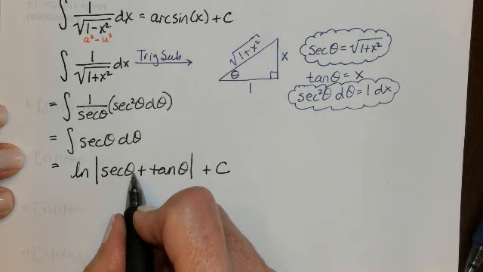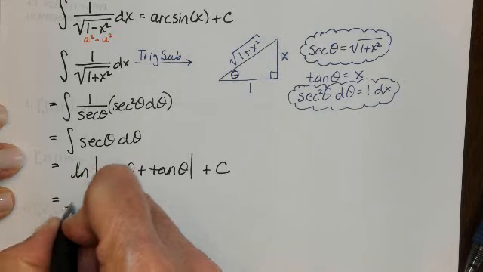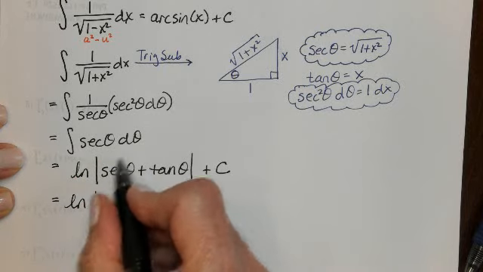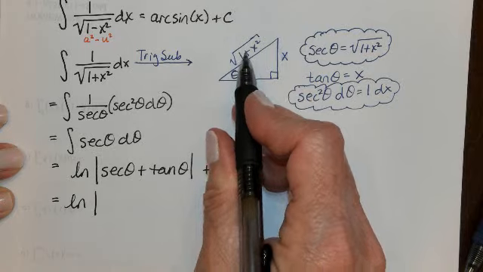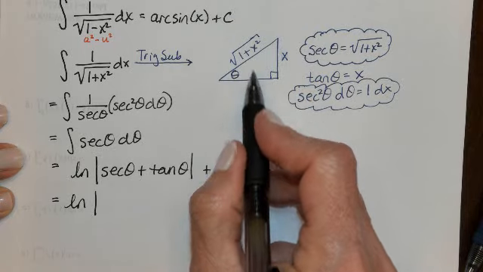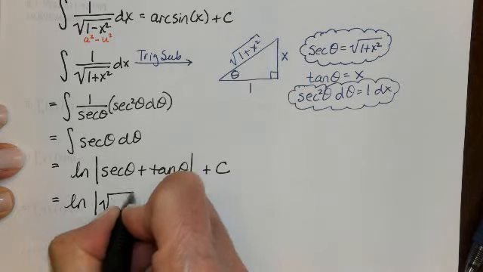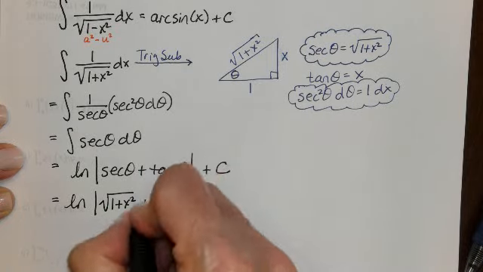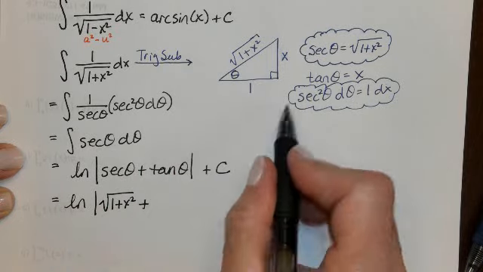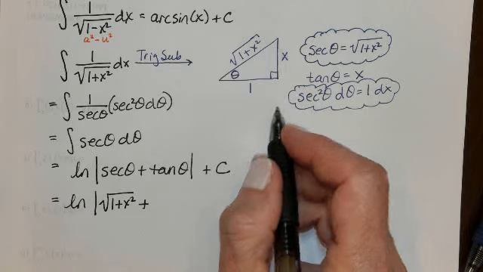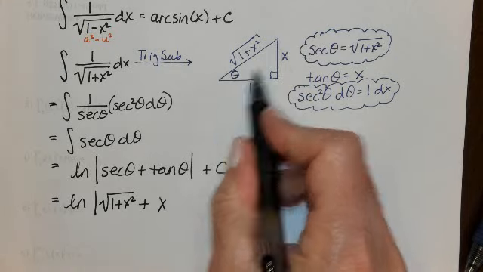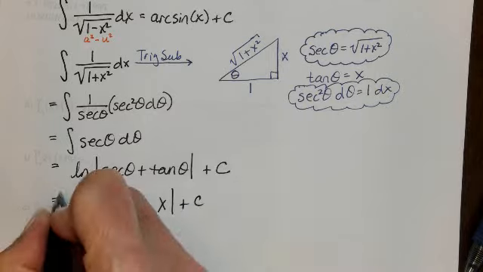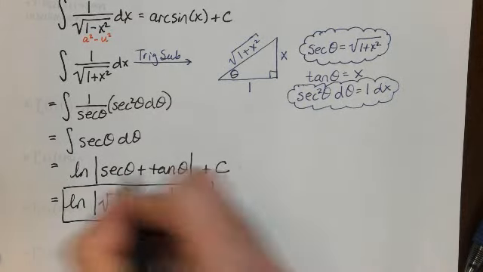The only thing we have left to do is go back to x's. So what can we substitute in for secant theta? Well, secant theta is hypotenuse over adjacent. Secant theta is the square root of 1 plus x squared. That's what we have there, right? What is tangent theta? Tangent theta is x over 1. And that's our answer.